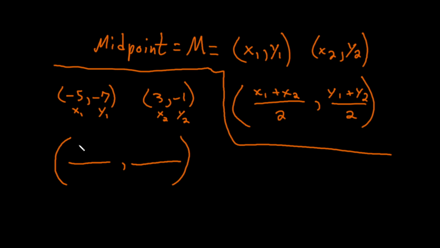All right, so let's go ahead and add our x's. So we have x1, which is -5, plus x2, which is 3. And we're going to divide that by 2. We're going to do the same thing with the y's. Take your first y, your y1, which is -7. We're going to add your y2, which is -1, and divide that by 2. So we have everything we need. We just have to make sure we do the algebra correctly.